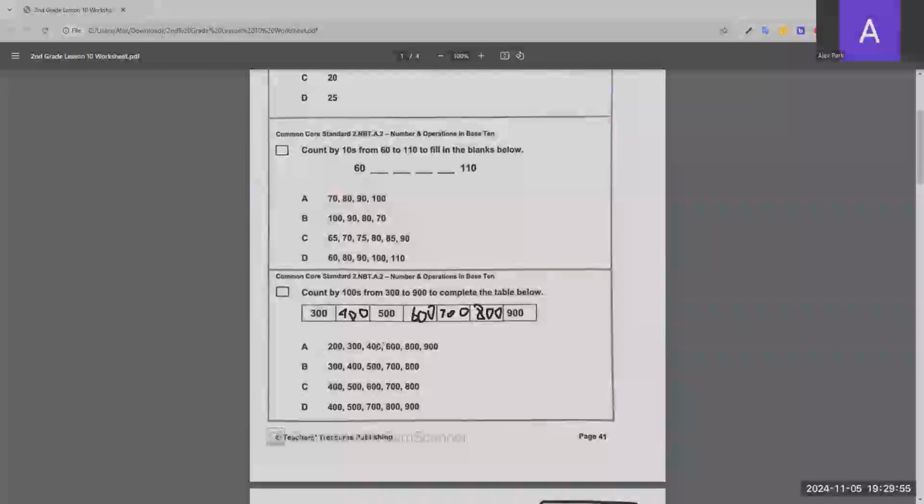All right, looking at our answer choices, A doesn't work because it goes from 600 to 800. B doesn't work because it goes from 500 to 700. And C has an increment of 100 each time, so that works. And also D doesn't work because it goes from 500 to 700.